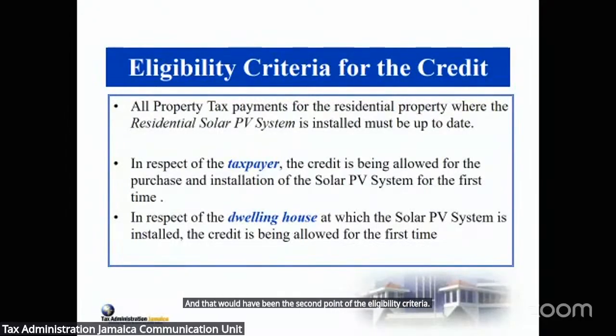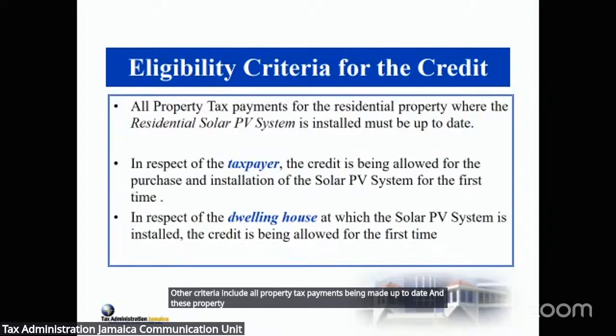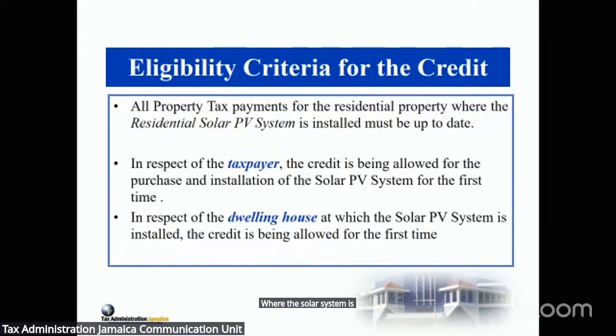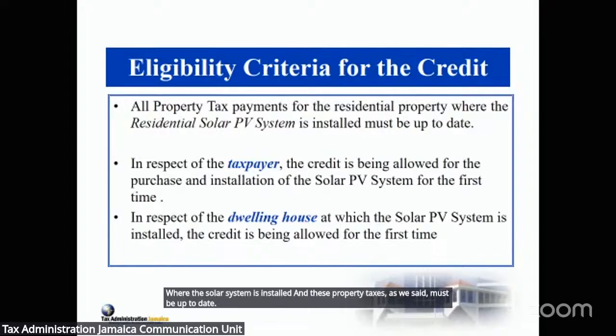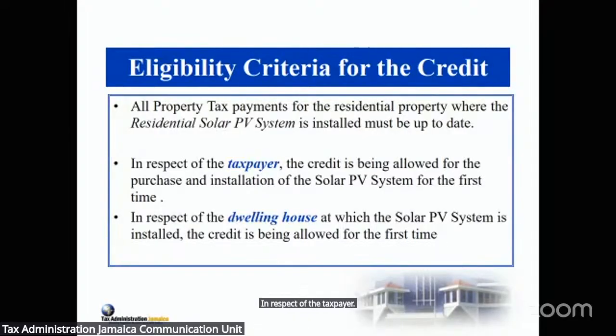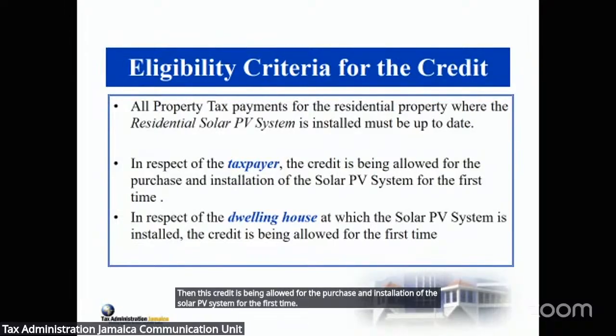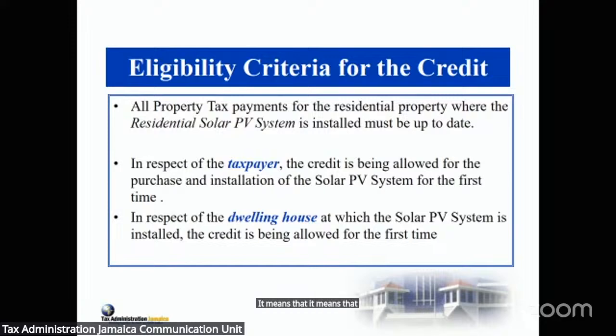Other criteria include all property tax payments being made up to date, and these property taxes must be in relation to the residential property where the solar system is installed, and as we said, must be up to date. In respect of the taxpayer, if a credit has been approved, then this credit is being allowed for the purchase and installation of the solar PV system for the first time. It means that apart from this first-time purchase, there are no other credits that will be applied.